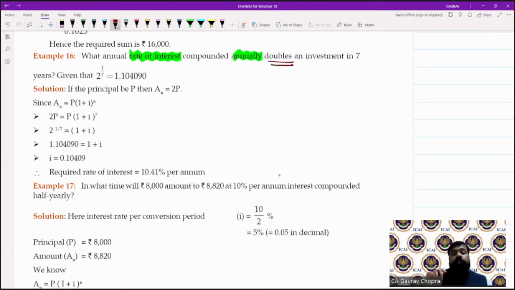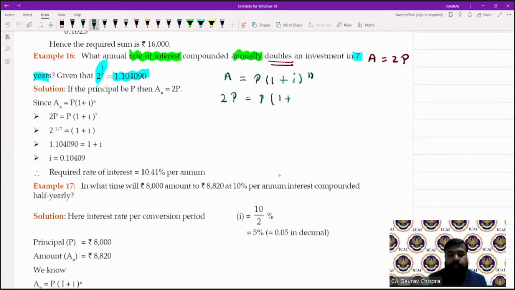If the principal is P, amount will be 2 times P. So amount will be 2P. Time period is 7 years. And some table value is also given: 2 to the power of 1 by 7 is already given here. So let us apply: amount equal to principal times (1 plus i) to the power of n. Now in place of amount we can write 2P equal to P times (1 plus i), where i we don't know, but the time period is there, that is 7.